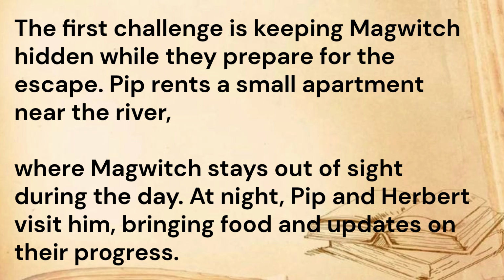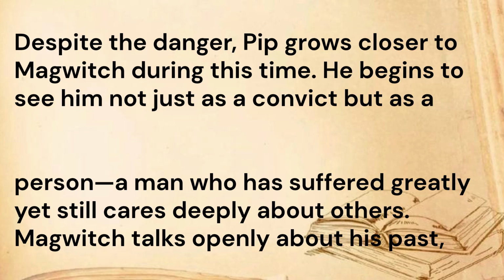Pip rents a small apartment near the river where Magwitch stays out of sight during the day. At night, Pip and Herbert visit him, bringing food and updates on their progress. Despite the danger, Pip grows closer to Magwitch during this time.